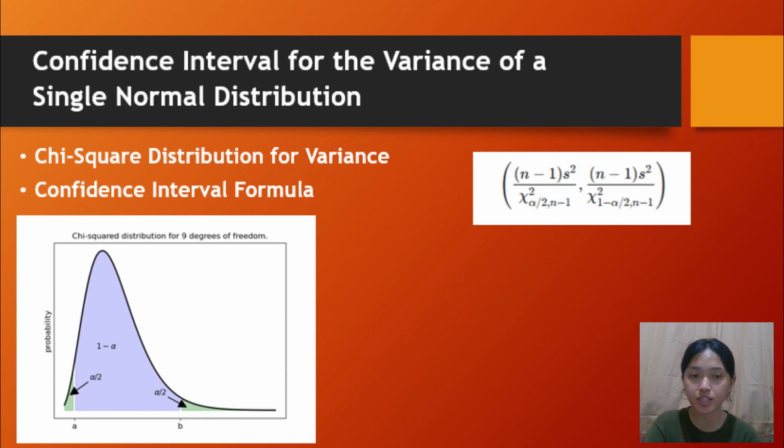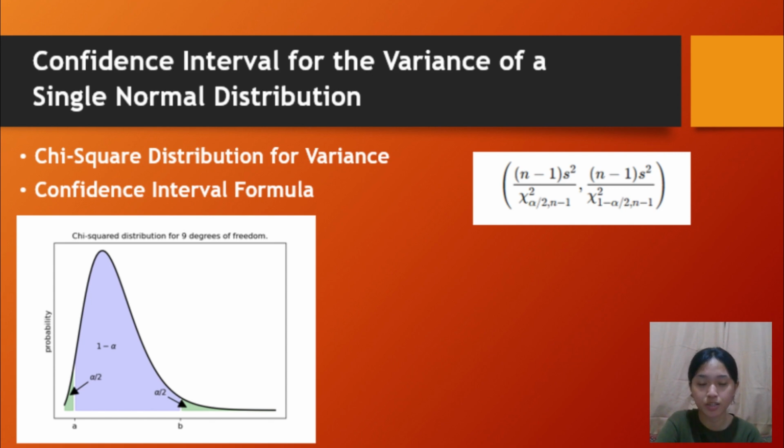Confidence interval for the variance of a single normal distribution. Chi-square distribution for variance. When estimating the variance of a single normal distribution, we often use the chi-square distribution. The formula for constructing a confidence interval for the population variance sigma squared is based on the sample variance S squared and the chi-square distribution.